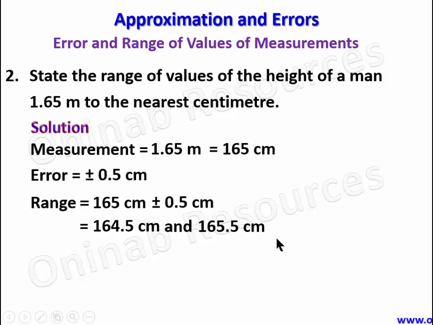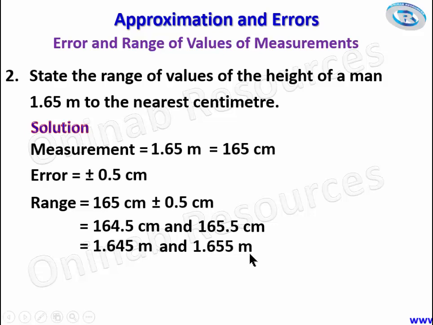165.5 centimeters. Since the problem is given to us in meters, we convert this back to meters by dividing by 100. So that will give us 1.645 meters and 1.655 meters. And that gives the range of values of the height of the man, 1.65 meters to the nearest centimeters. That's all for problem 2. We go to problem 3.